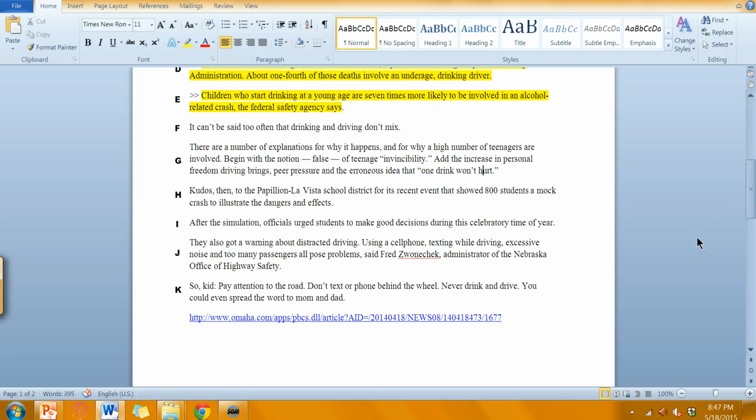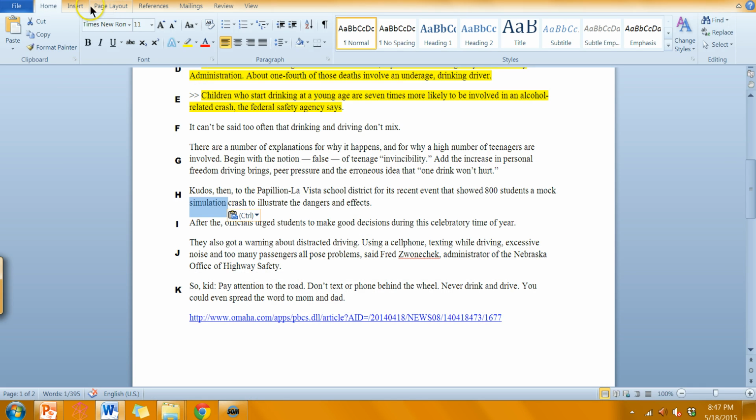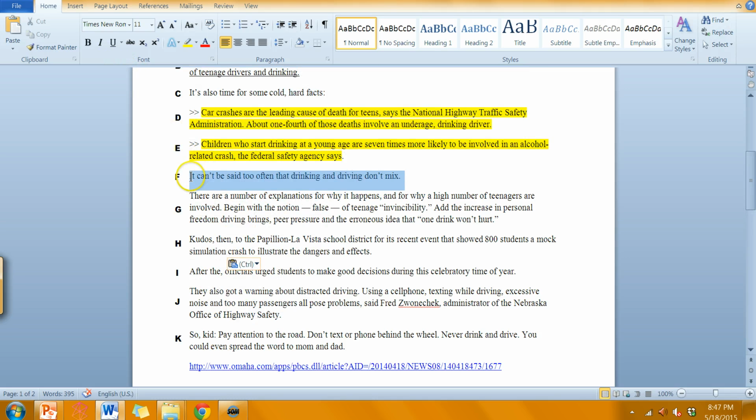It can't be said too often that drinking and driving don't mix. Again, we have something, oops, sorry, my computer's going a little wonky on me. We have something that an author could argue for or against. There we go. So we have a claim. This is something, again, that we can underline as a claim.